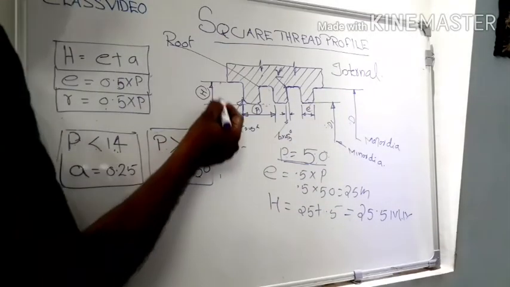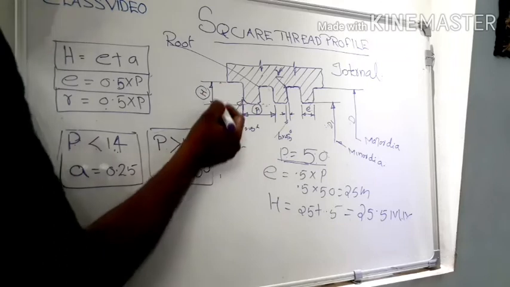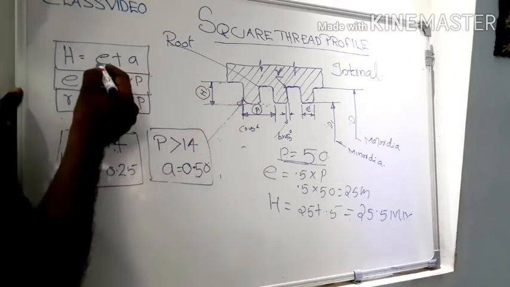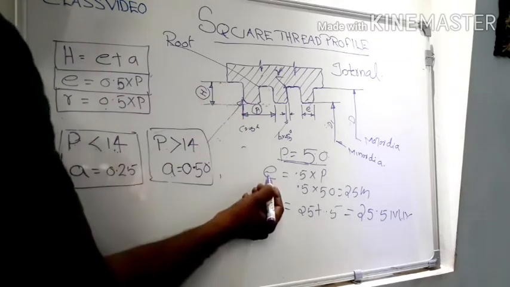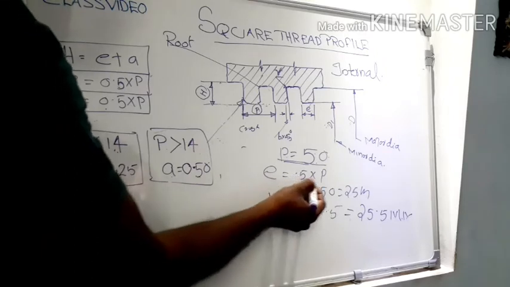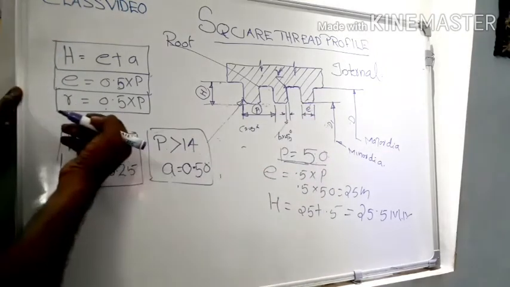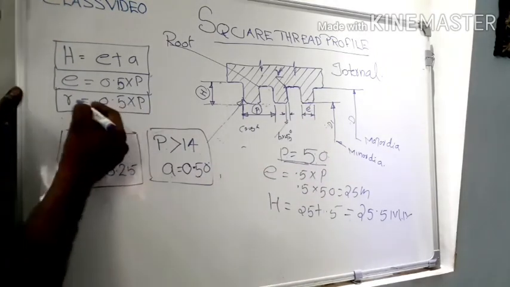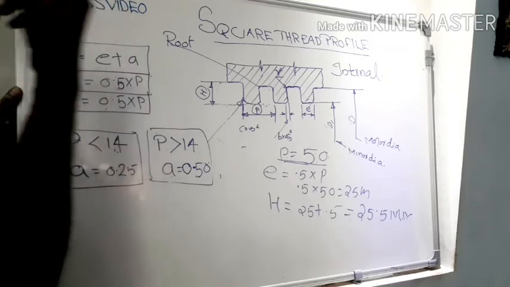What is the value of H? To find out the value of H, we use this formula: E plus A. What is the value of E? E is equal to 0.5 into pitch. Now what is the value of R? R is also equal to 0.5 pitch.